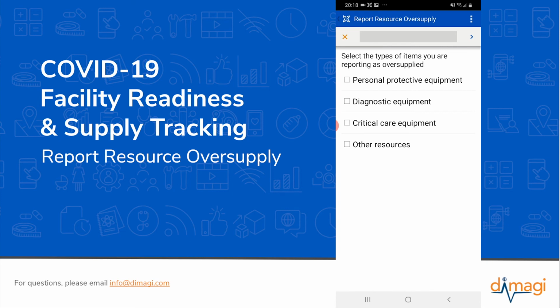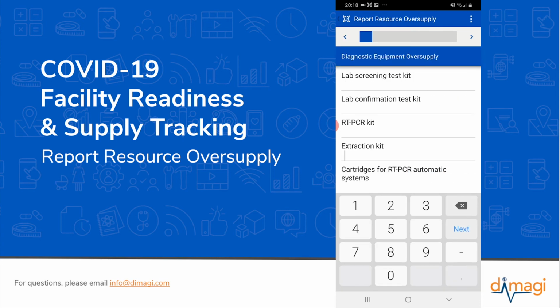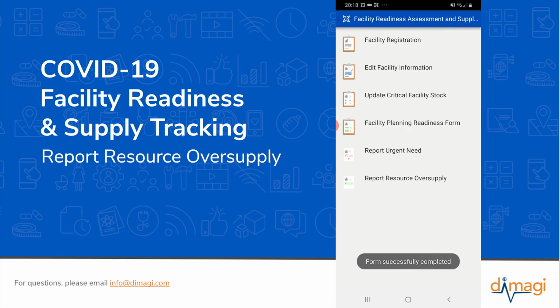We can say that in this case we have an oversupply of diagnostic equipment, and we can say that we have too many extraction kits. We can say that there is an oversupply of 200 kits that could be reallocated to another facility. We'll select OK, and we can finish this form and it will be submitted to the managing authority.